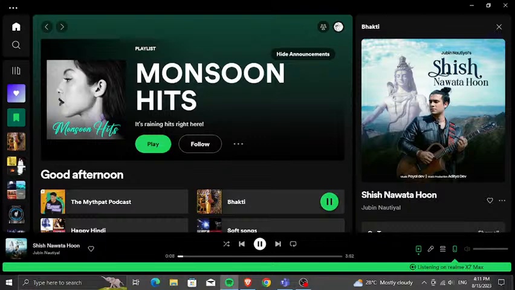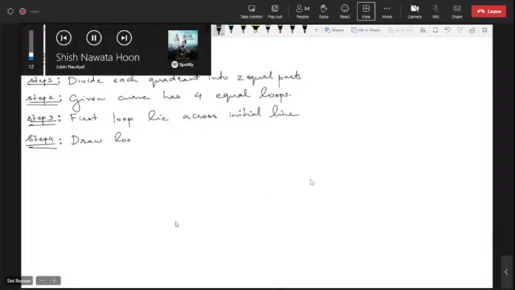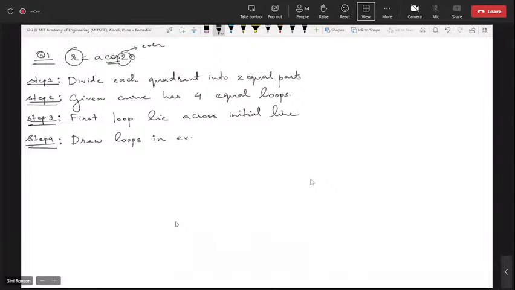Now that depends on even or odd n. Here you can see my n is even. So how am I going to draw the remaining loops? Draw loops in consecutive sector. Yes, in every consecutive sector.